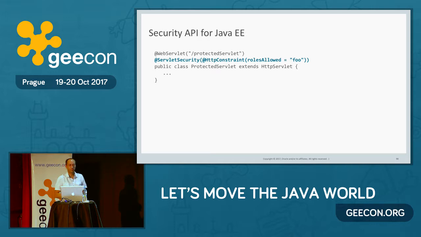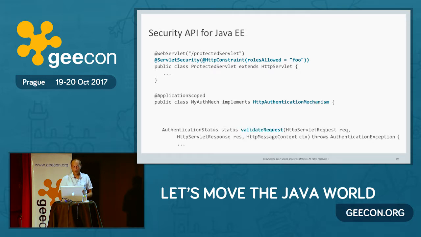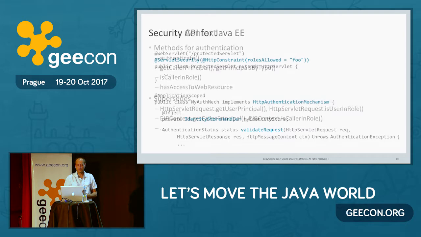Again, I have some servlet which I want to secure and I want to use my own authentication mechanism. So I will implement it, and all I have to do is implement just one method, validate request. What I get is the identity store handle. So whatever is bound to this, I can use it.